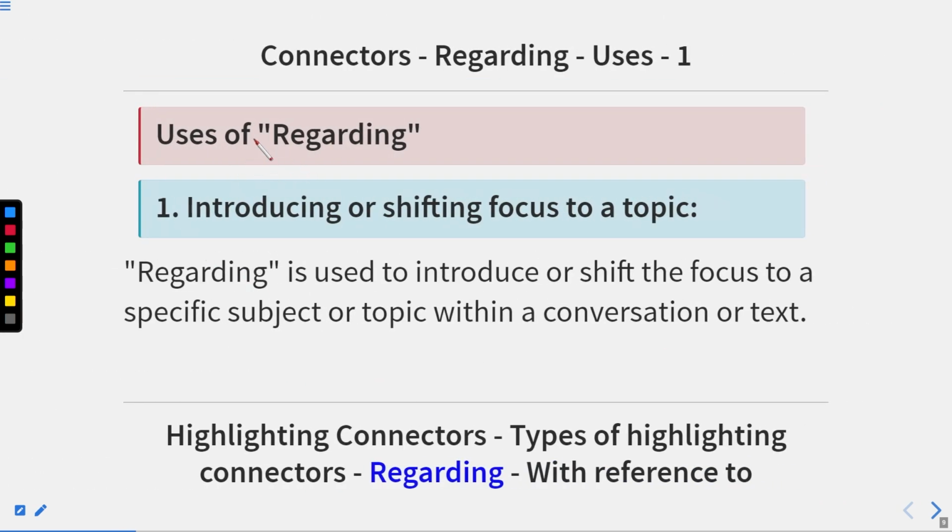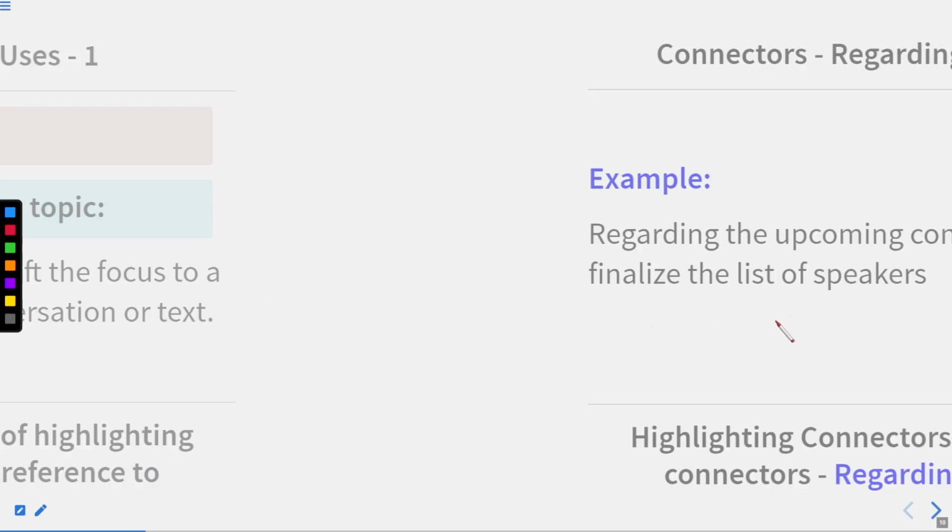So here we are going to discuss uses of regarding. So first use is to introduce or shift focus to a topic. It means we are introducing a particular topic or a point that we are talking about this particular thing only. So that is actually the matter of attraction. Regarding is used to introduce or shift the focus to a specific subject or topic within a conversation or text.